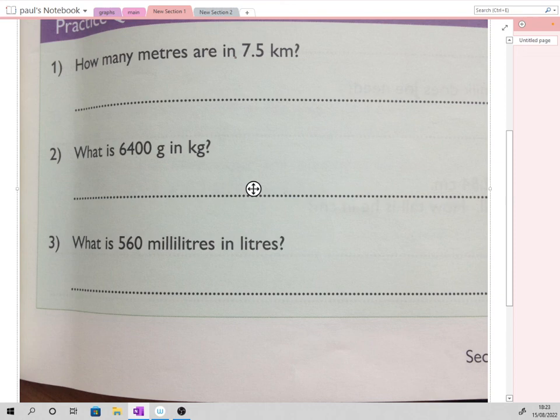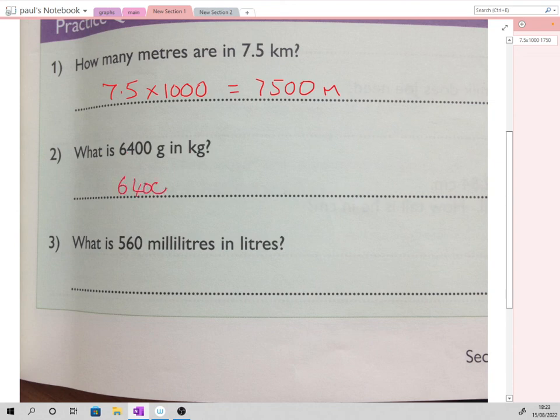How many meters are in 7.5 kilometers? Well, we're going to go 7.5 times how many meters are in a kilometer? There are 1,000 of them, yeah? And so that's 7,500 meters. Nice and easy. Length. What is 6,400 grams in kilograms? So this time we've got to divide. So 6,400 divided by 1,000 equals 6.4 kilograms.